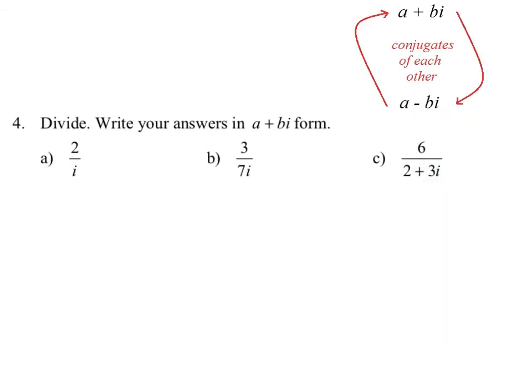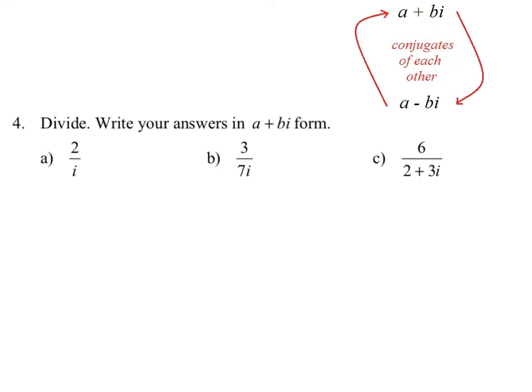In problem set number 4, we want to divide and write our answers in the form of a plus bi. Well, in order to simplify these types of problems, it's similar to rationalizing the denominator. So we want to get rid of the i that's in the denominator, and we do that by multiplying by the conjugate. Now, if you have a complex number in the form of a plus bi, then the conjugate is a minus bi. So if we have just simply i in the denominator, the conjugate is negative i.